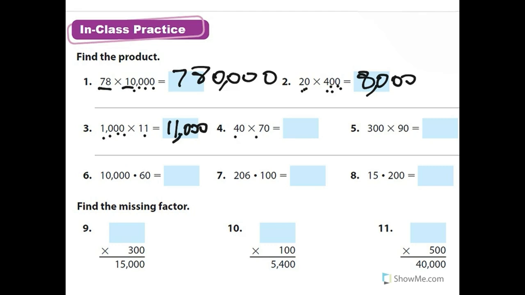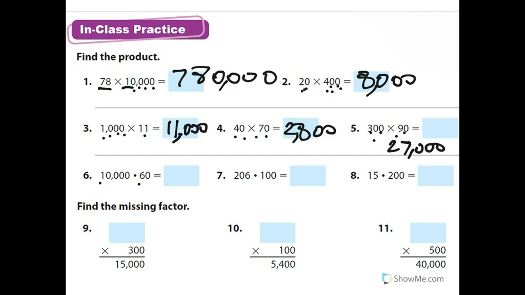4 times 7 is 28, with 2 zeros. 3 times 9 is 27, with 3 zeros. All right, you do number 6, and then I'm going to show you number 7.